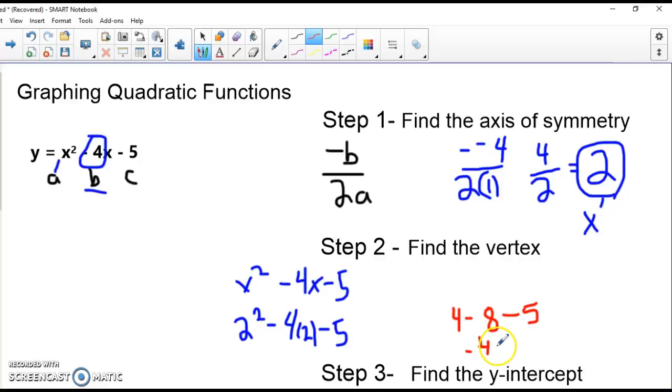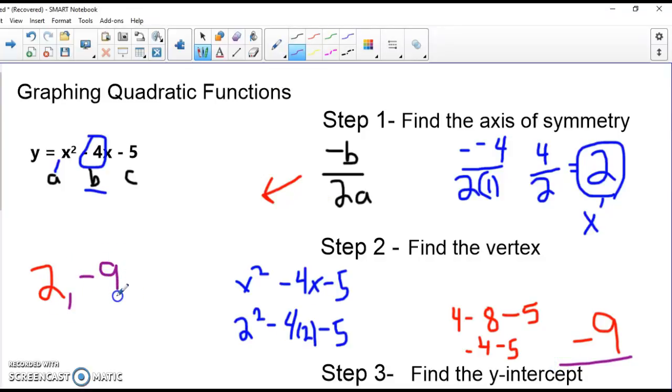So we have 4 minus 8, which is minus 4, minus 5. Negative 4 minus 5 is the same as 4 plus 5. 4 plus 5 is 9. We put a negative in front, so we get negative 9. So we actually get our point, which is going to be at 2, that comes from our step 1, and then we get negative 9. That is going to be our y value. So our vertex is at right 2, down 9.